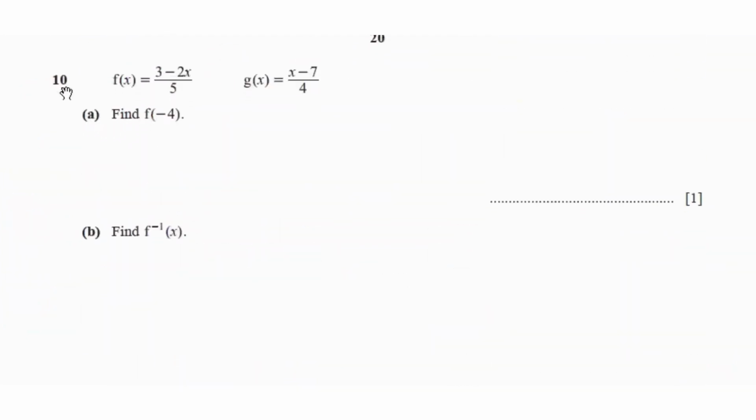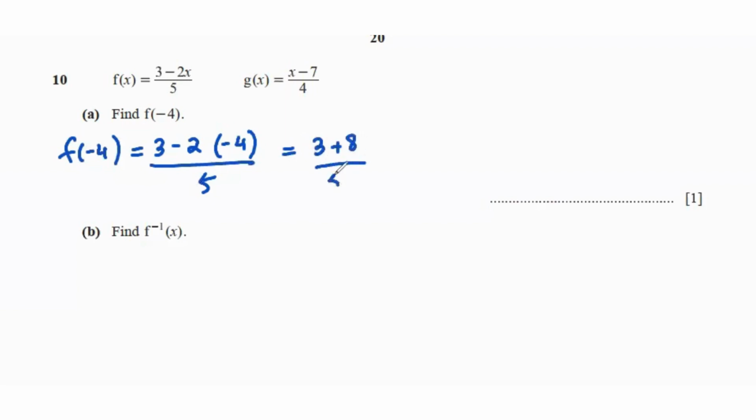Question 10 says there are two functions and we have to first find f of negative 4. So for f of negative 4, we're going to do 3 minus 2 times negative 4 over 5, which is 3 plus 8 over 5, and that is 11 over 5.